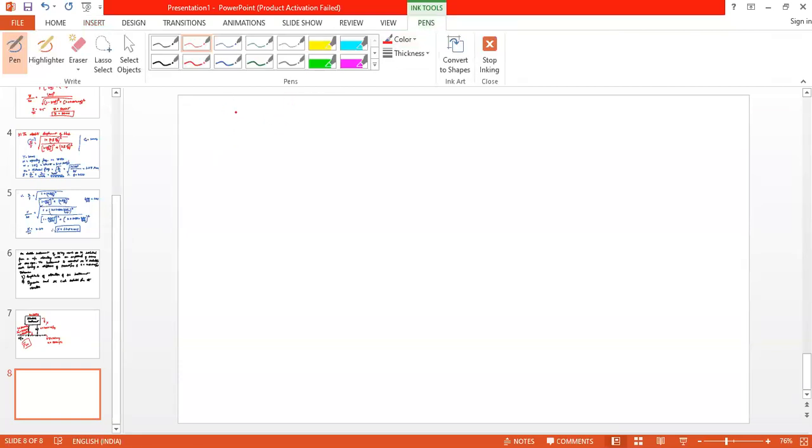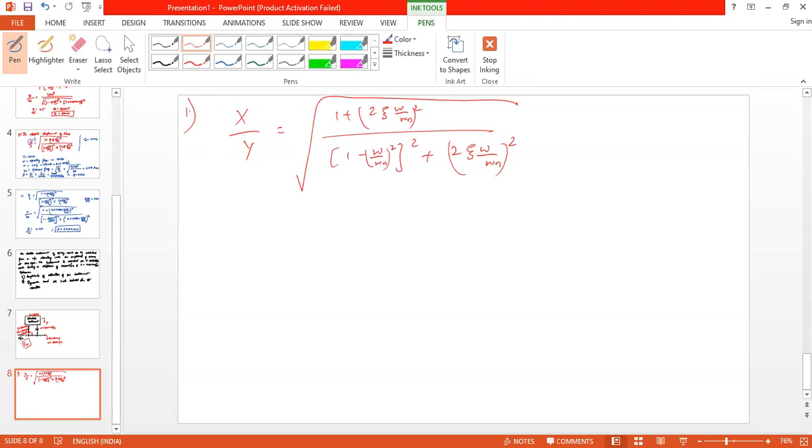So now, for the first question, the amplitude of vibration is X by Y, which is equal to the square root of [1 plus (2 zeta omega by omega n) whole square] divided by [(1 minus (omega by omega n) whole square) whole square plus (2 zeta omega by omega n) whole square]. Okay, so now let us write down the data which are available.